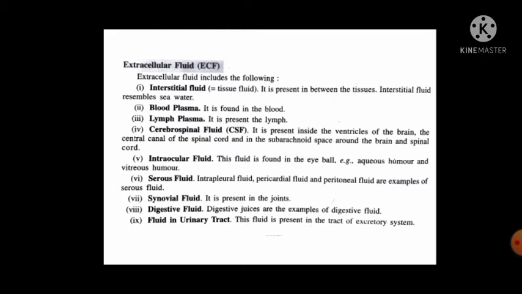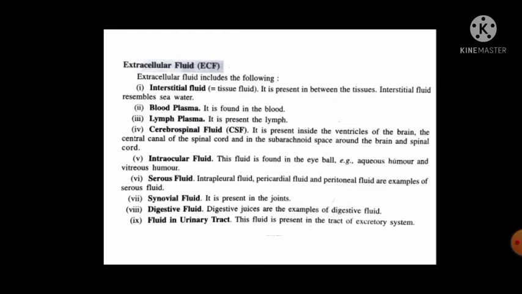Intraocular fluids. This fluid is found in the eyeball. Ocular means eye, so intraocular fluid is the fluid present in the eye. For example, aqueous humor and vitreous humor are the two chambers present in the eye. These fluids are required for the proper functioning of the eye.